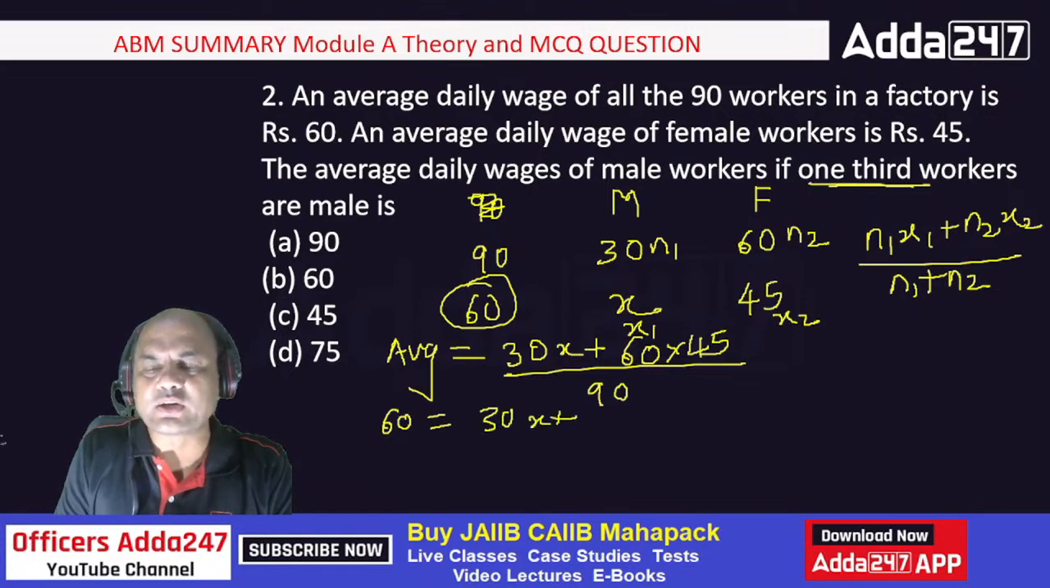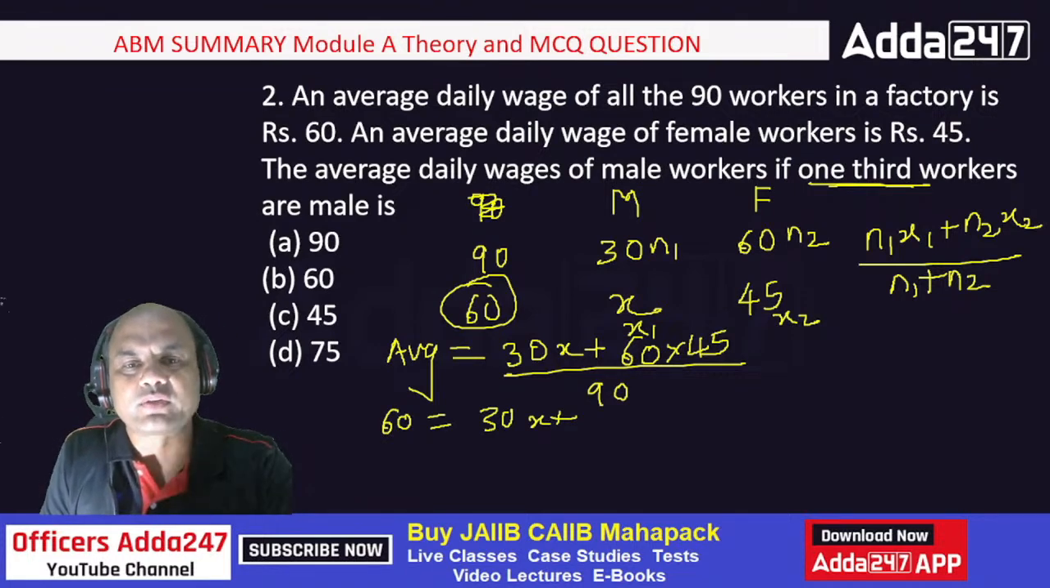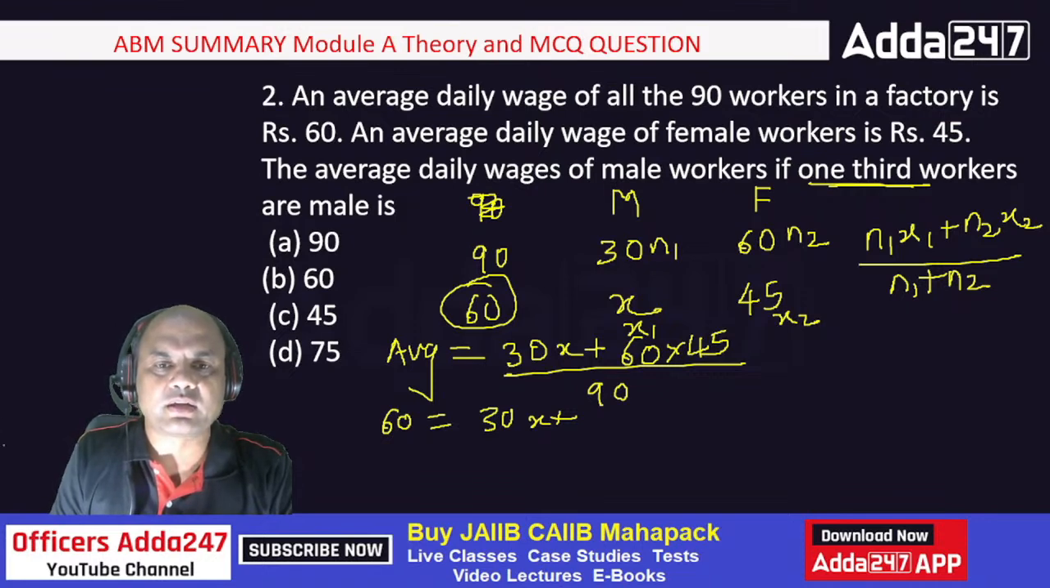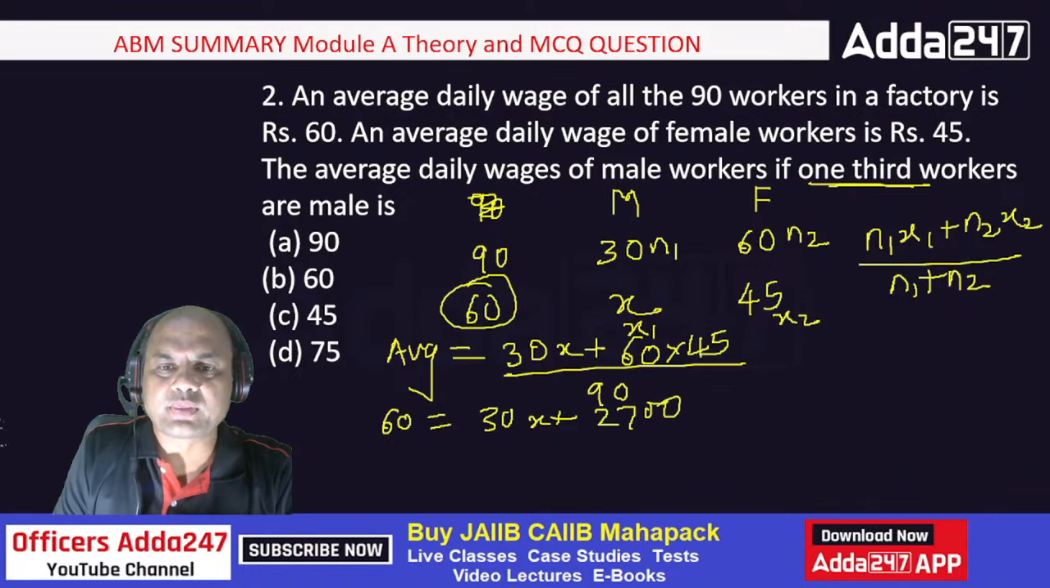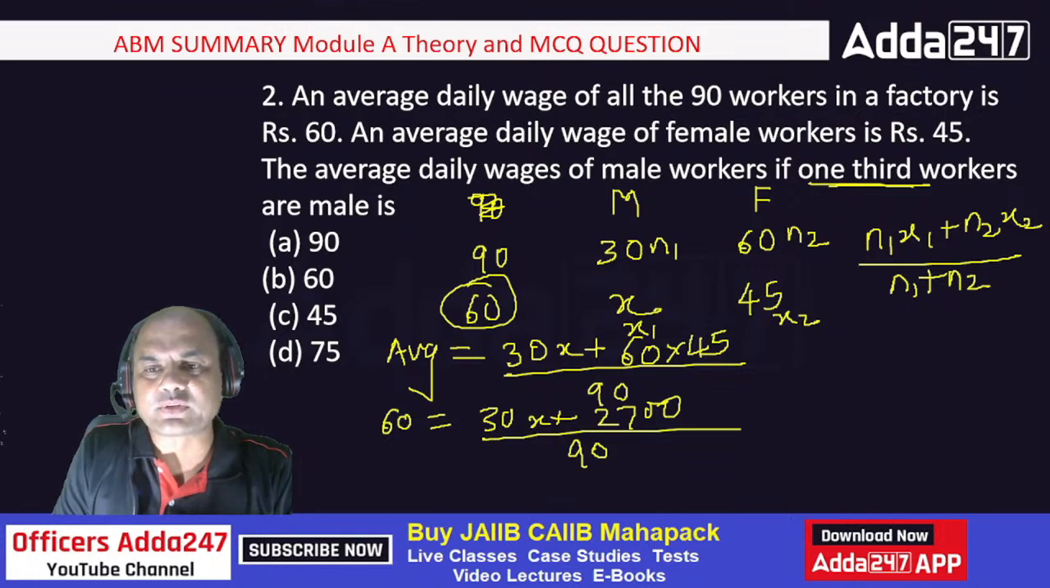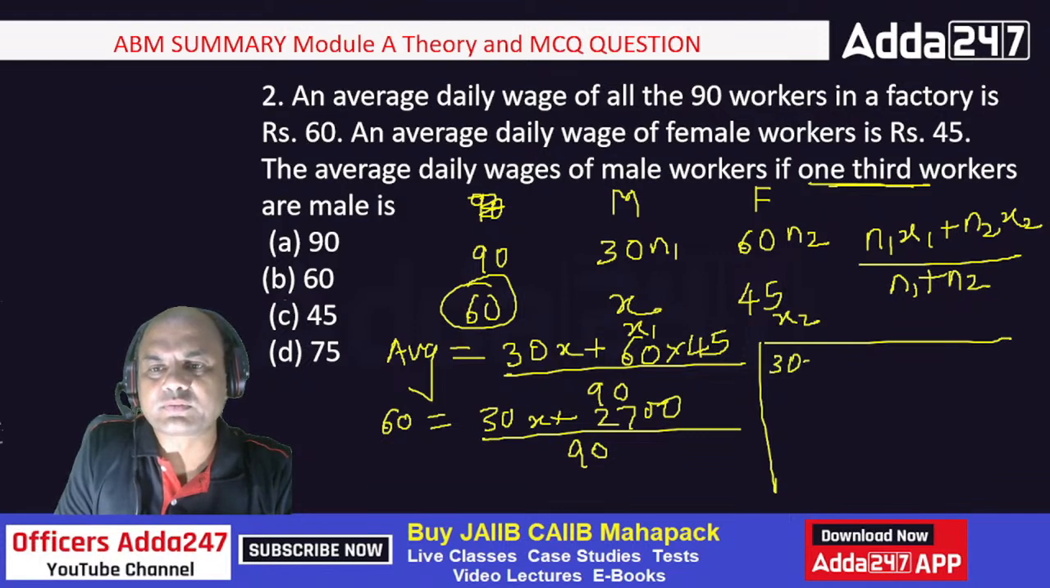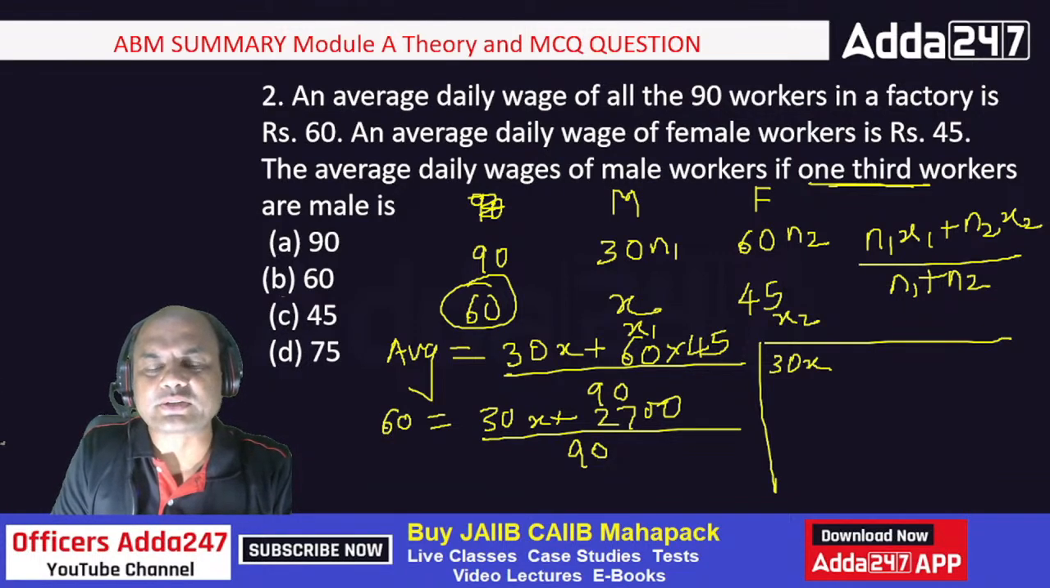What is the answer for 60 into 45? That is 2700, the whole upon 90. So I'll multiply this 90 over here. So 30x equals 90 into 6, 9 6 are 54, so 5400 minus 2700. This 2700 will also go on the other side, so it becomes minus. So it is 2700.